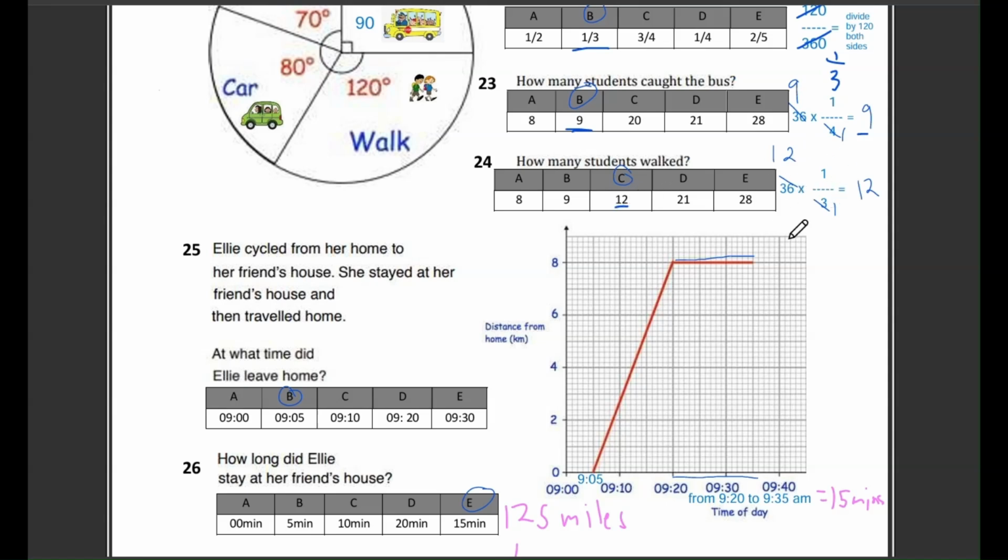In one of our previous questions, we found that the walking section was 1/3 of the total pie chart. So to find the answer, we must find 1/3 of 36, and 1/3 of 36 is 12.